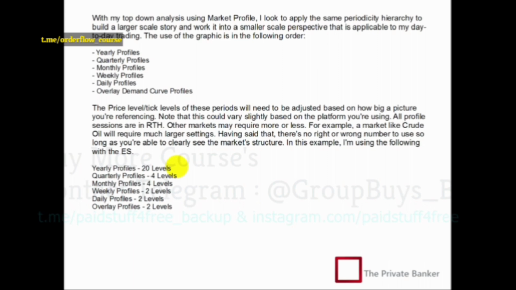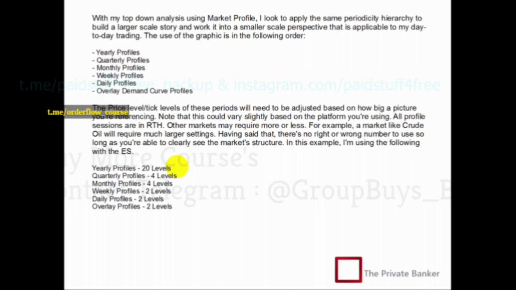Moving down to the quarterly profiles, we can shrink these down quite a bit. Again, maybe this is platform specific, or maybe I'm not doing this correctly, but I feel that this works very well for the way I've looked at this. For quarterly profiles, I feel that 4 price levels tend to be a great rounding. The same applies for the monthly. 4 levels seem to work very well. And then the weekly, we can go down to what we would typically look at.